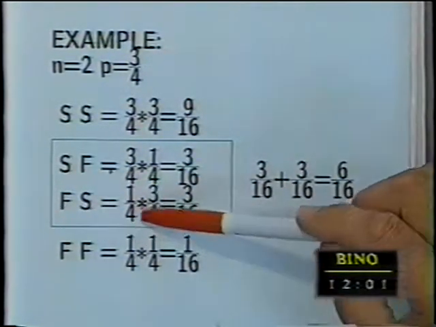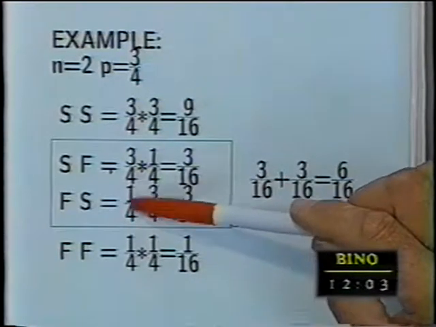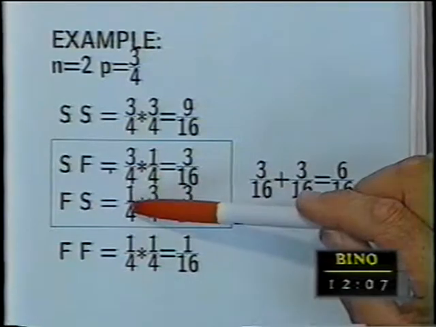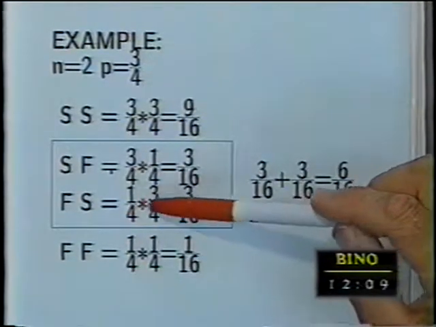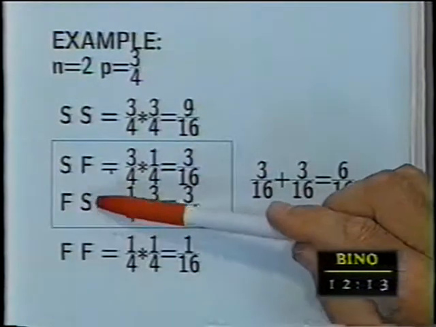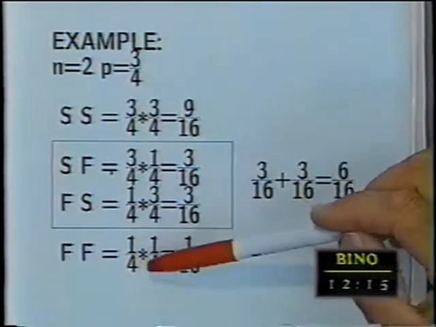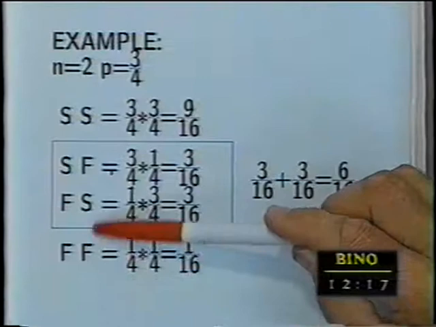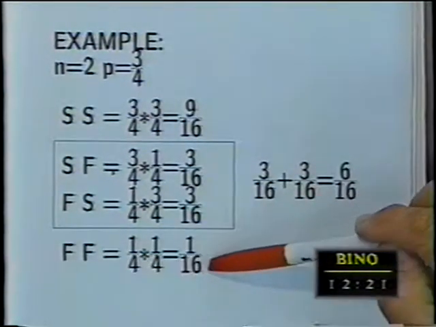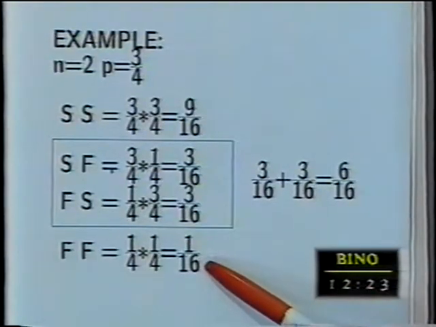Jane doesn't show up. Well, there's a 1/4 chance of that happening. But John does show up. There's a 3/4 chance of that happening, regardless of whether the other has happened. So there's a 3/16 chance that Jane won't come, but John will. And there's a 1/4 chance that Jane won't show up and a 1/4 chance that John won't show up, and together there's a 1/16 chance that neither will show up.